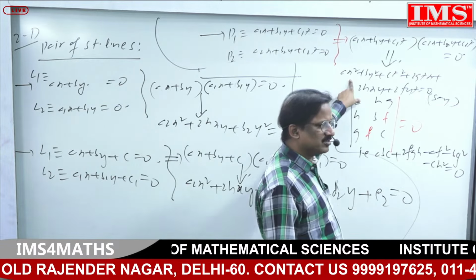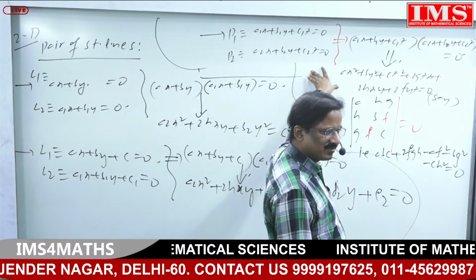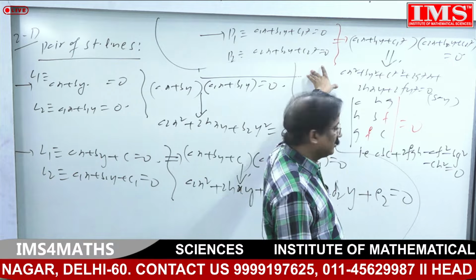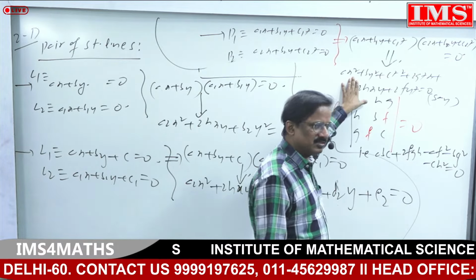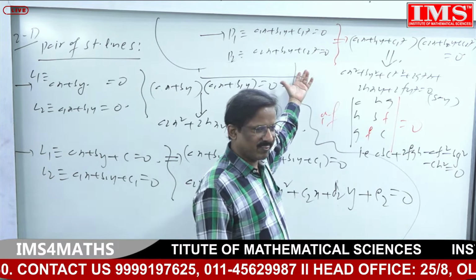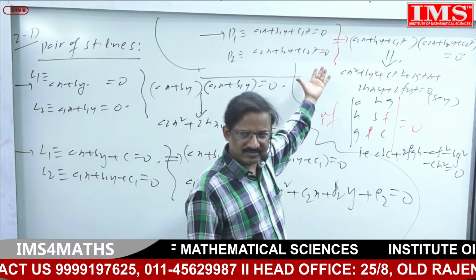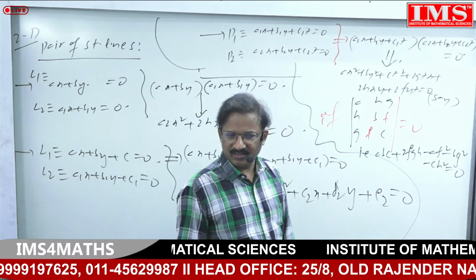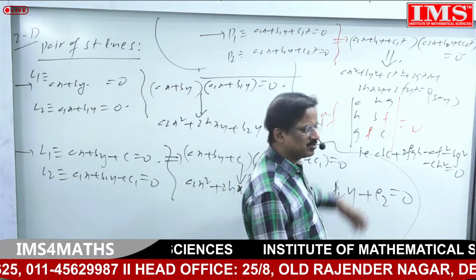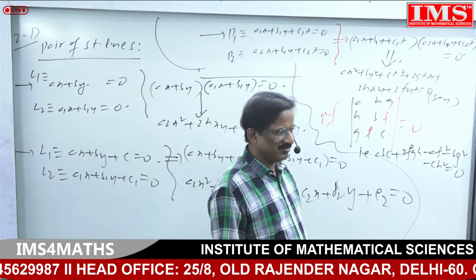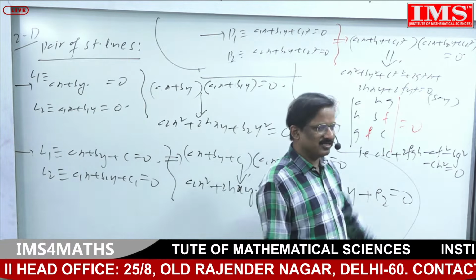If this determinant is equal to 0, then this equation represents these two planes. And this equation is known as the equation of the pair of planes. But these two planes are passing through what? Origin. It is a homogeneous equation.